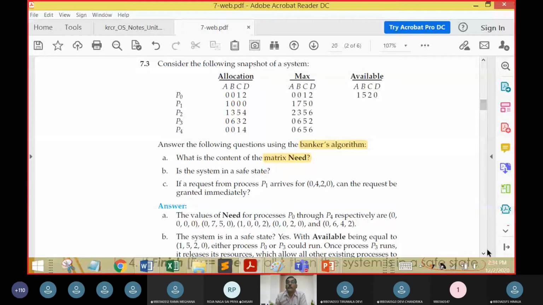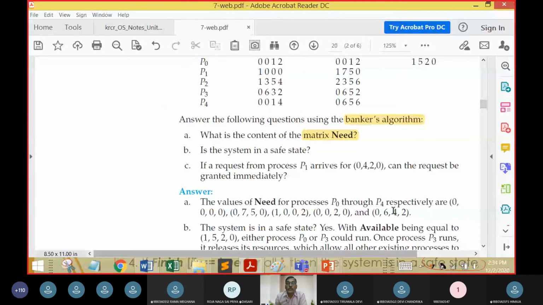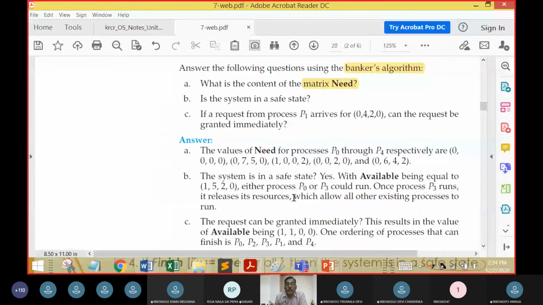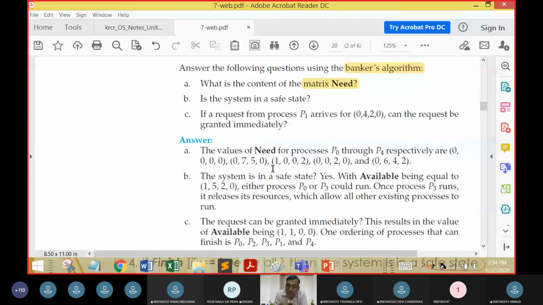How I'm going to give this conclusion means, it is going to say that if it is available in the order P0, P2, P3, P1, P4, if it is going to be in some order, definitely the system will not lead into a deadlock. Okay, the next question now: is the system in a safe state?